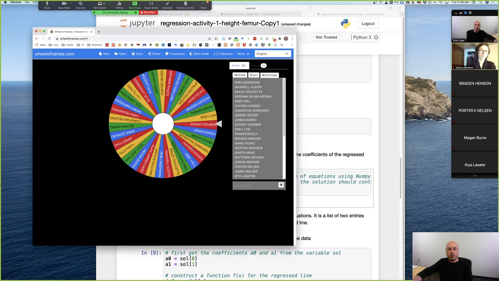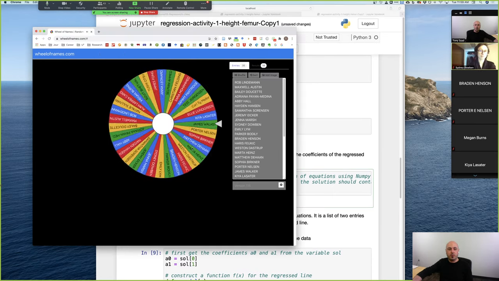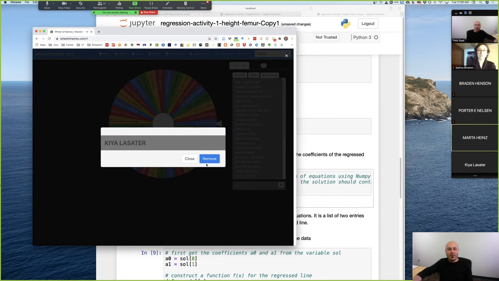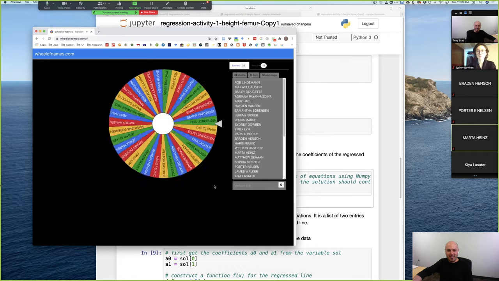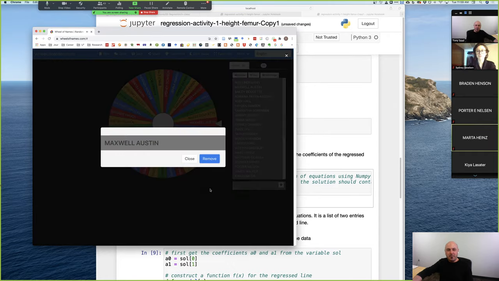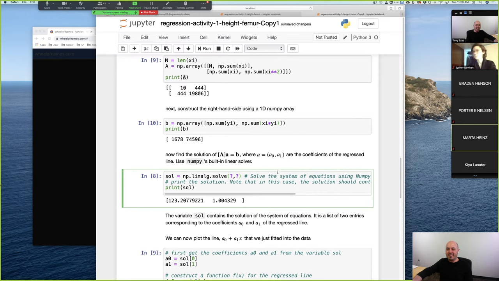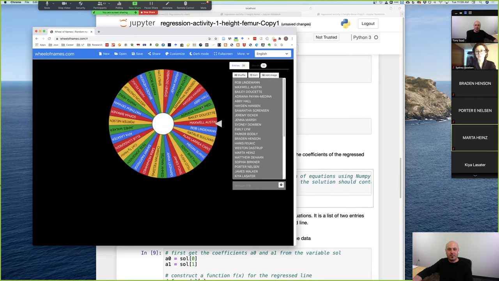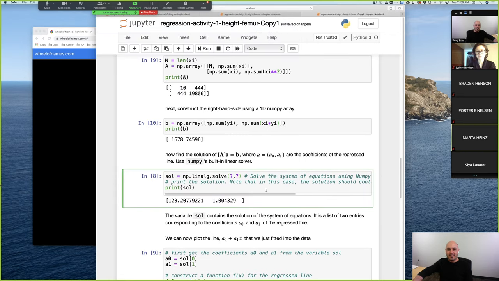All right, Wheel of Misfortune, here we go. I can volunteer if you don't have a volunteer. Marta, did we pick you earlier? We picked you earlier. No, I want to be very fair to everyone else. And Kaya, we also picked you, so let's pick someone else. Maxwell. Okay, yeah, go ahead. Do you have it?